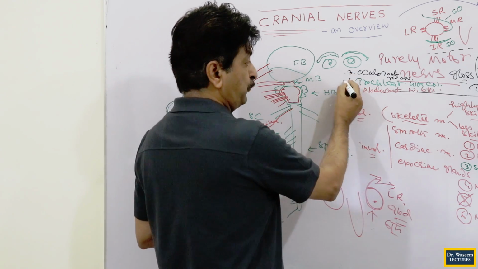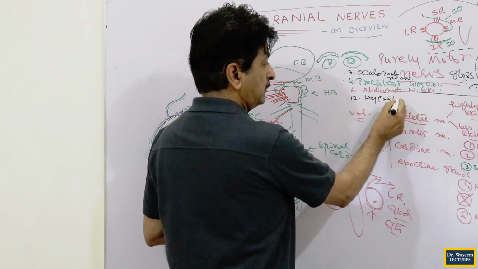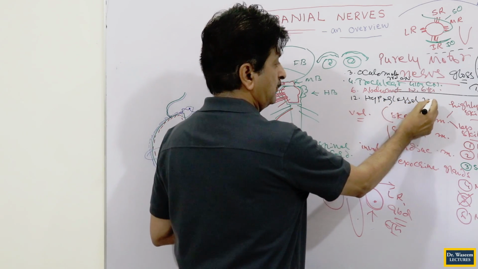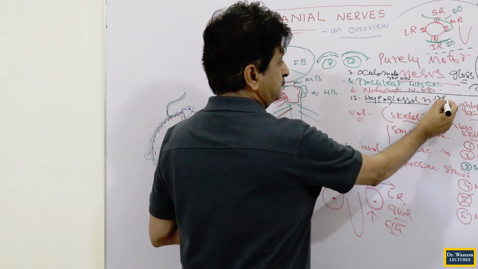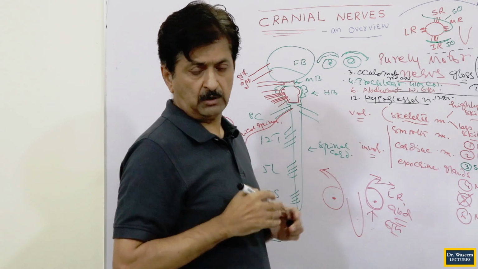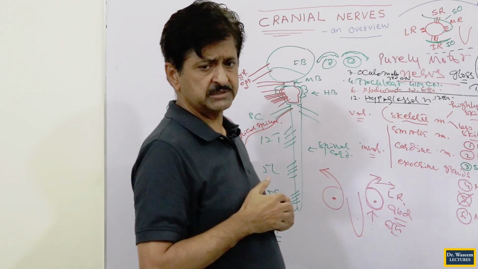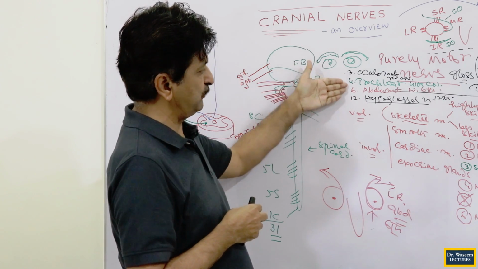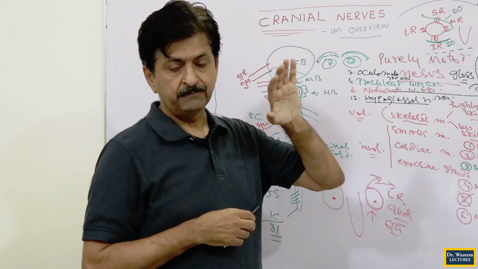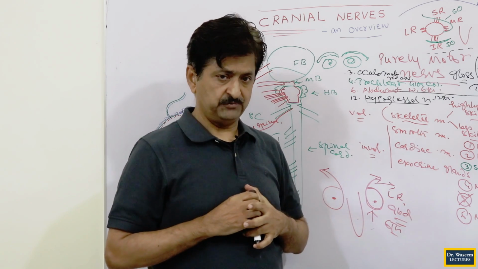So 3, 4 and 6, and now it is the 12th, it is called the hypoglossal nerve. Hypoglossal nerve, and this is the 12th cranial nerve that supplies the tongue, all the musculature of the tongue except one, that is called the palatoglossus. So this is what we call the 3, 4 and 6 and 12. These are the 4 nerves which in fact are purely motor nerves.